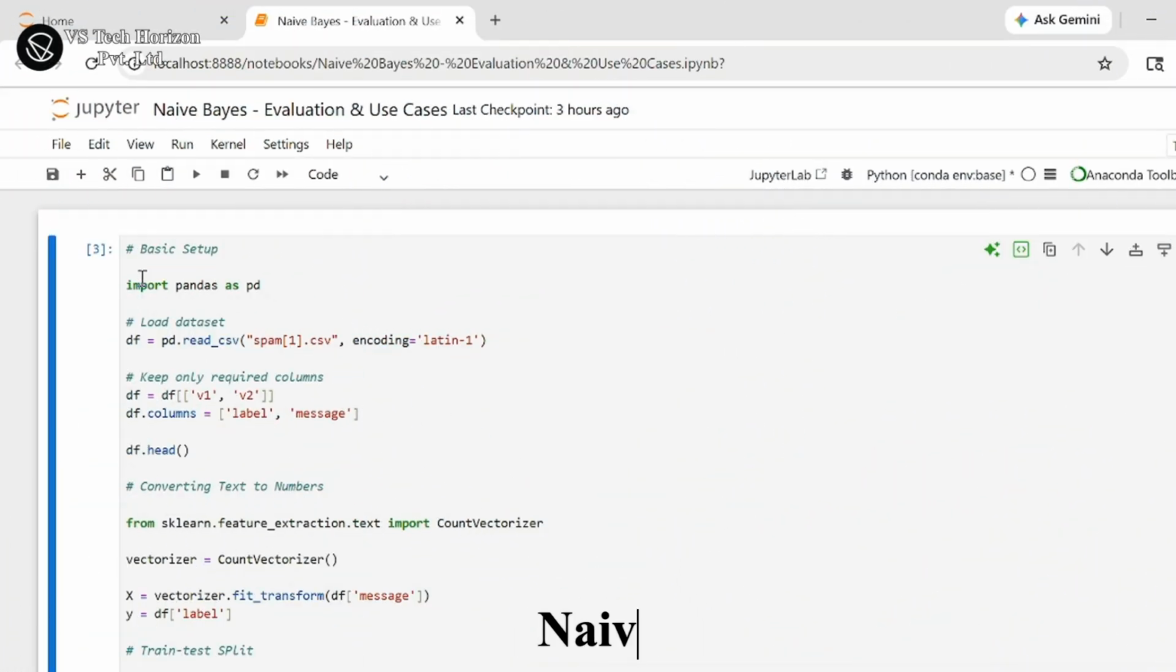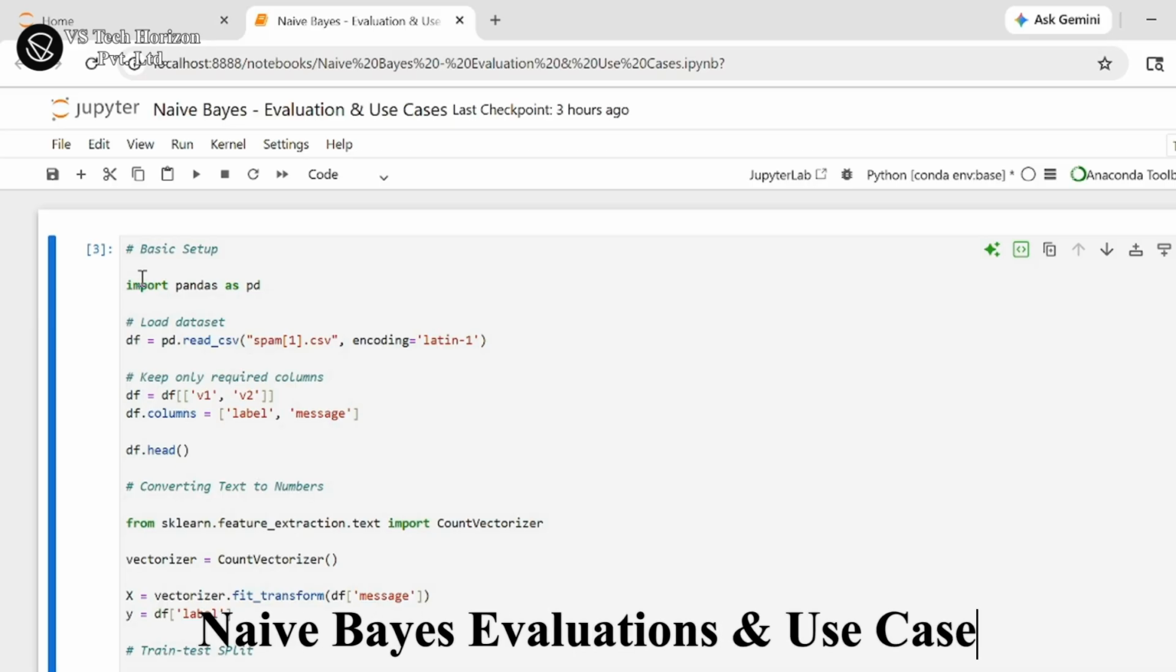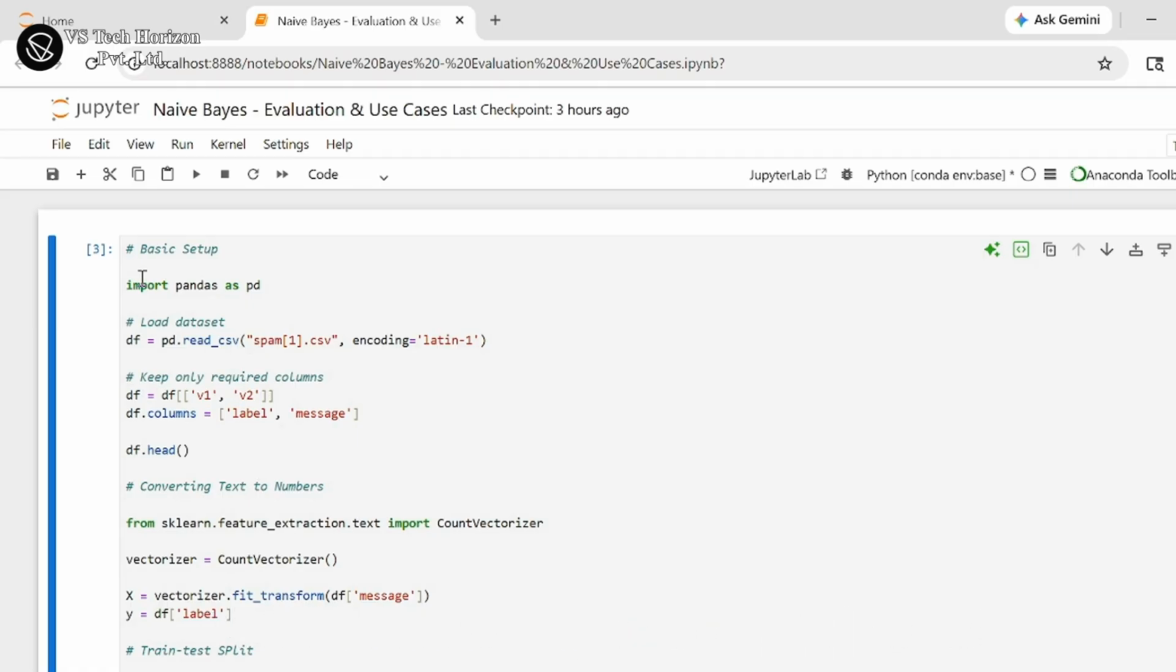Hello everyone. Today we will see the evaluation of the naive-Bayes model and its real-world use cases. We know naive-Bayes is a probabilistic machine learning algorithm based on Bayes' theorem. It is mainly used for classification problems, especially when working with text data. For this, we have used this spam dataset taken from Kaggle.